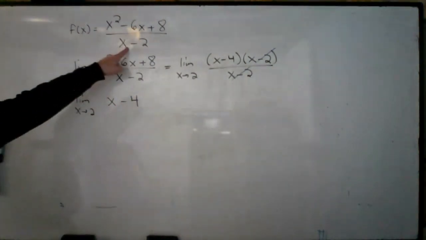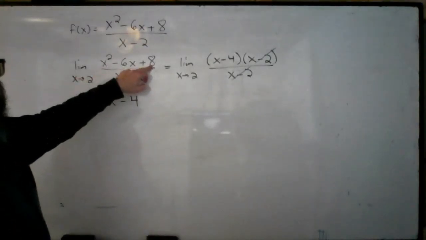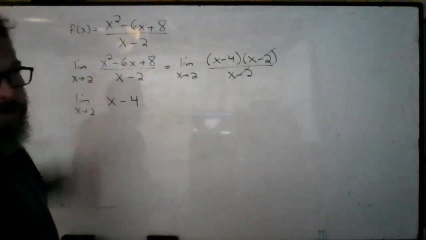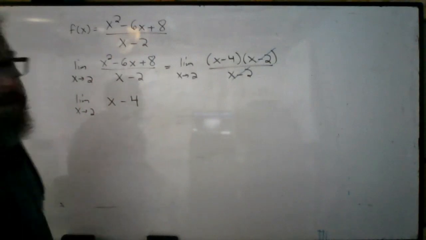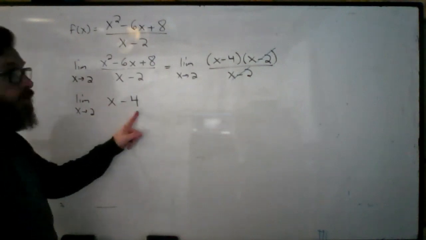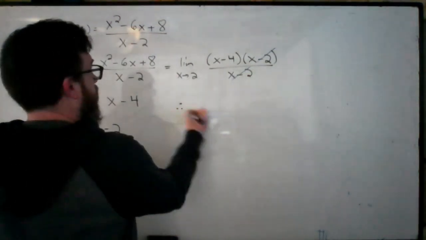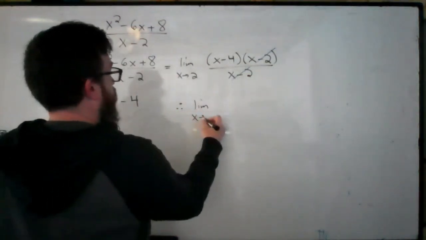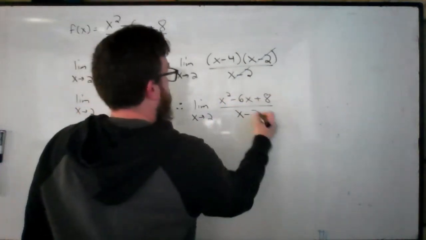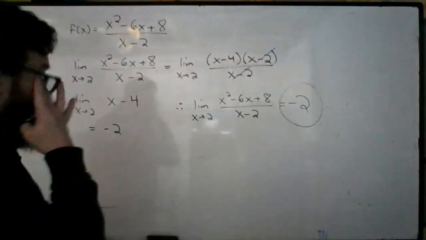Now, the original function is not defined at 2. If you plug in 2, 2 squared minus 6 times 2 plus 8, you're going to get 0 in the numerator. And when you plug in 2 in the bottom, you're going to get 0 in the denominator. So this expression is 0 divided by 0, which is indeterminate. But this function is defined at 2. So if I do plug in 2, you get 2 minus 4, which is equal to its limit, which is negative 2. So we can say, therefore, the limit as x approaches 2 of x squared minus 6x plus 8 all over x minus 2 is equal to negative 2. Negative 2 being the value of the limit.